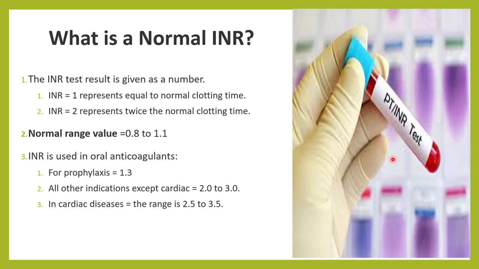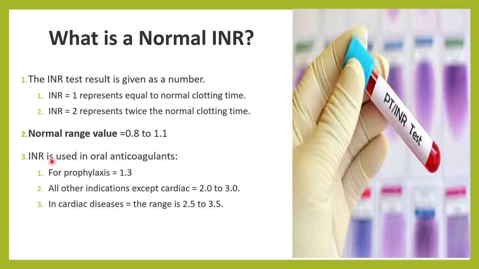So this is what you have to understand. There is no unit for this INR, it's a ratio. So when I say INR is equal to 2, that means it is twice the normal clotting time. And if it is coming as 1, that is the normal clotting time. So that is why 0.8 to 1.1 is normal. If it is coming 2, then it is twice the clotting time. If it is 5, then it is 5 times the clotting time, which is very dangerous. So the normal range would be 0.8 to 1.1.